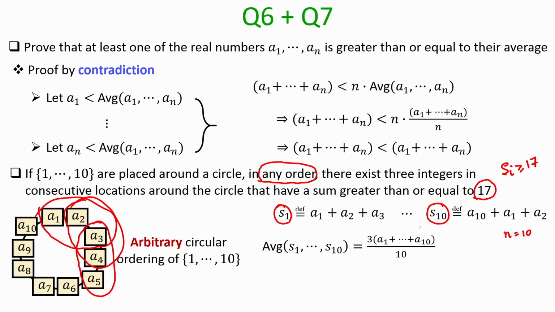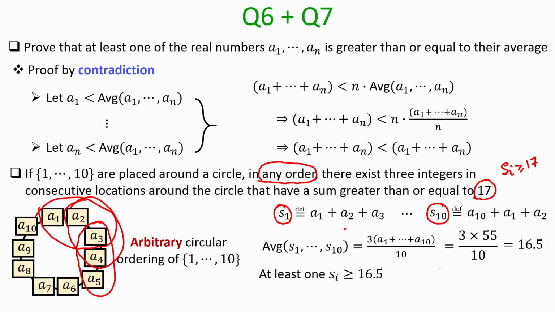So, each of these values a 1 to a 10 will occur thrice when you add S 1 to S 10, and the values a 1 to a 10 each belong to 1 to 10 and occur only once. That means that if you add the values a 1 to a 10, you are basically adding the numbers 1 to 10, and the summation of the numbers 1 to 10 is nothing but 55. It does not matter in what order the numbers are arranged. If I define sums like this and take their average, it will be 16.5.